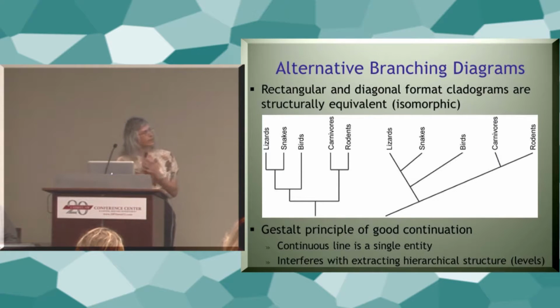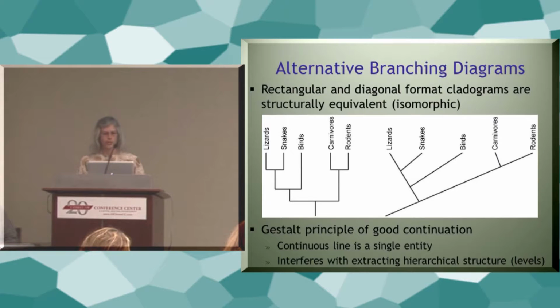Right. So the next study, we said, okay, let's focus on these branching diagrams. And there are 2 different formats. If you look in the primary literature in biology, there are 2 different formats for presenting these branching depictions, a rectangular format and a diagonal format. These 2 formats are structurally equivalent.